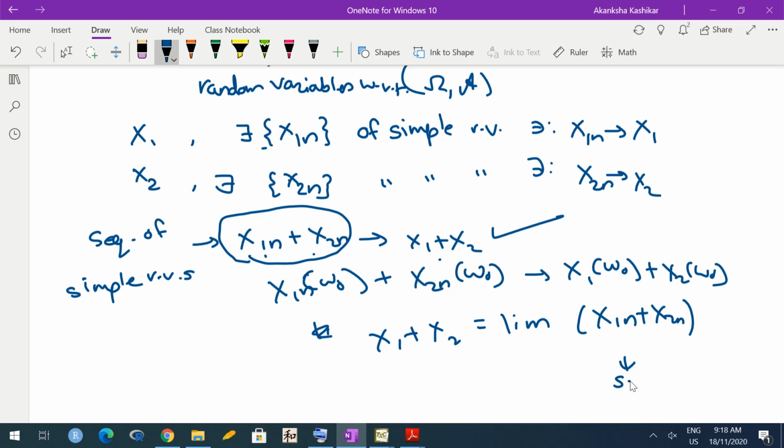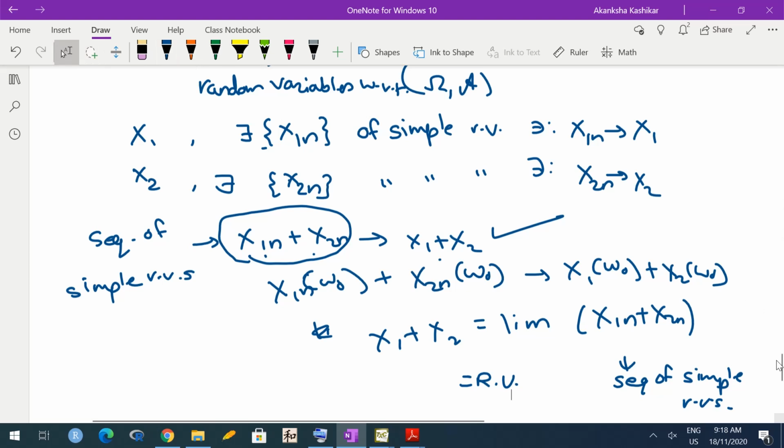This is a sequence of simple random variables, and hence its limit is also a random variable. Same story you can write for x1n minus x2n, x1n into x2n, and x1n by x2n. Is it okay?